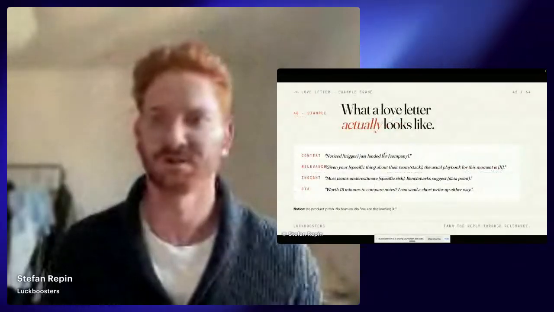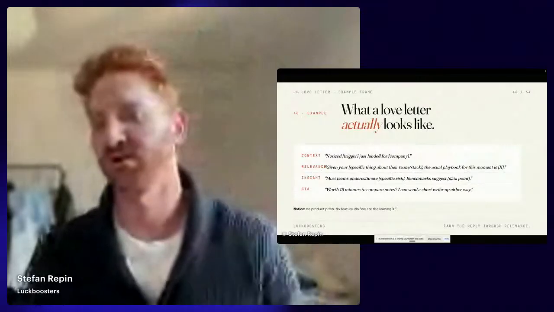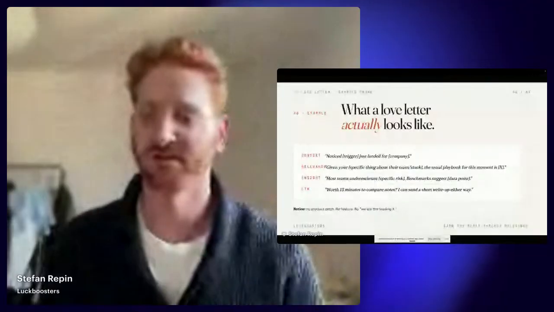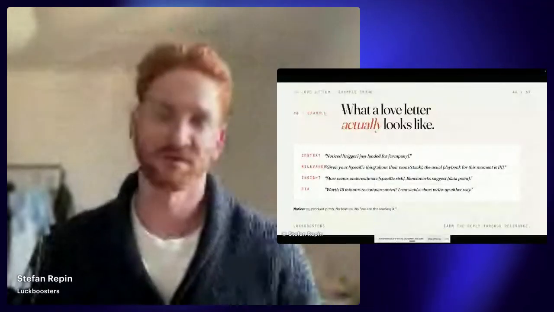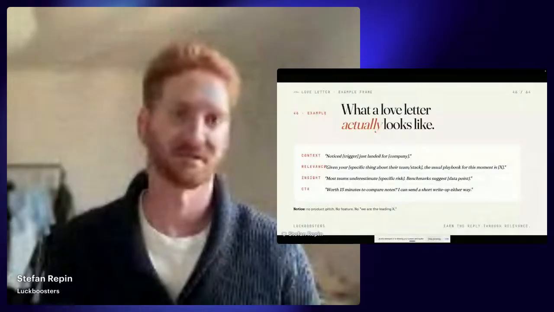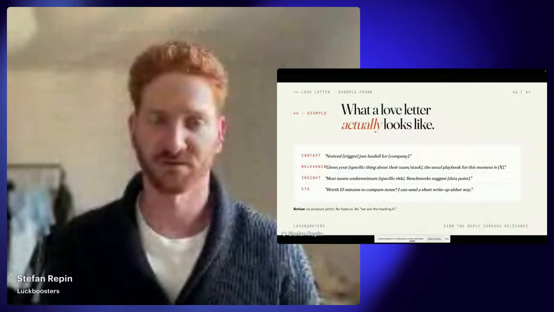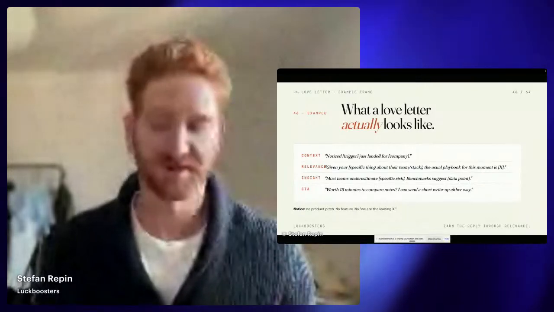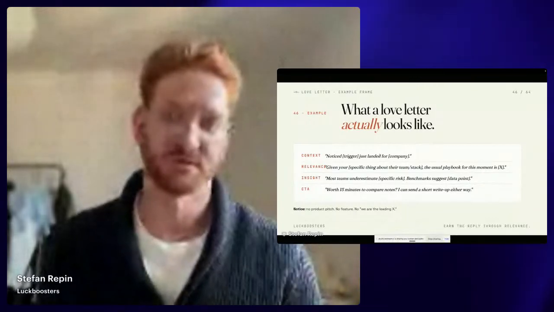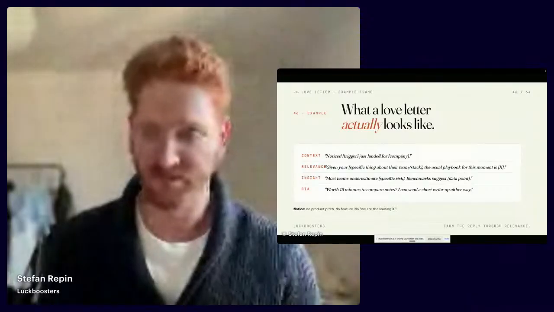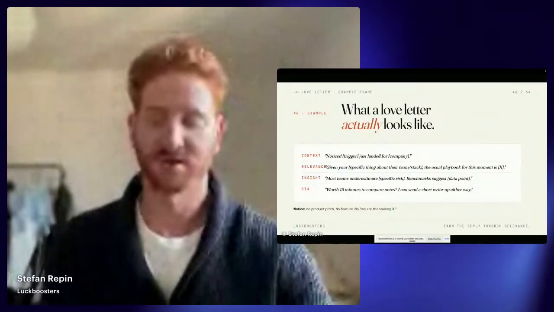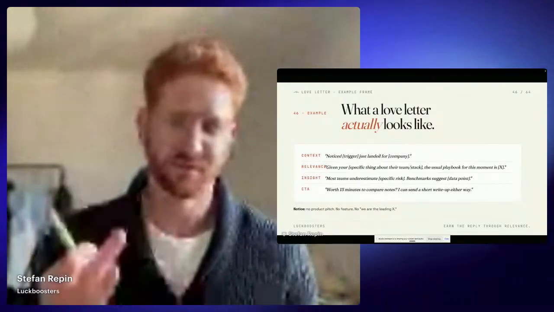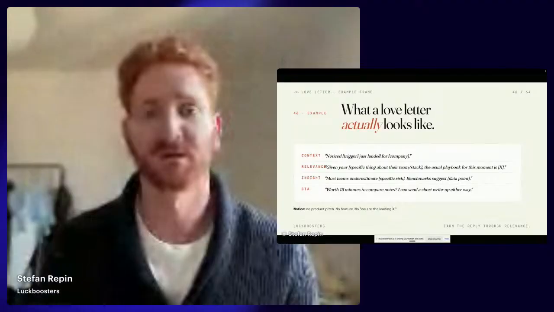What a love letter actually looks like. It has context, relevance, insight and a CTA. So your signals together with the insights you have about the company help you create a good love letter. In my case, Buyers Dev was hiring. That was the signal, and I used it to create a strategy for them and deploy the love letters, which ended up in several meetings for me.